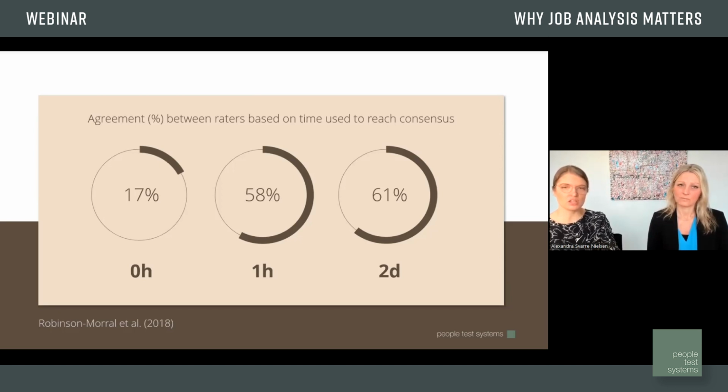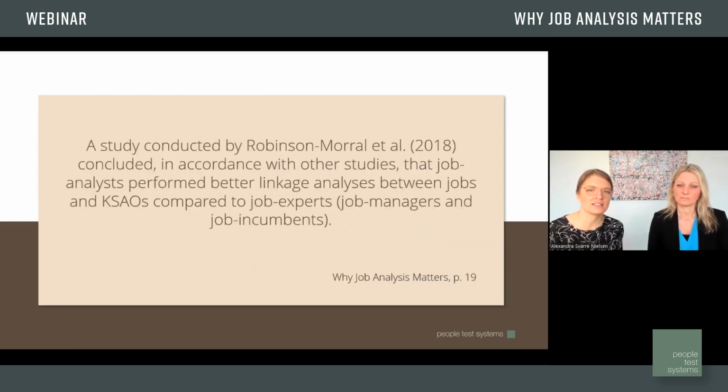But what the same study also found is that if we just look at one partner in this process, they look at both what they call job analysts and what we would call recruitment specialists. But they also look at job experts, job managers, job incumbents, and they compare the groups. And what they see is that the job analysts are way better at conducting a job analysis. The consensus that is based on theirs is much higher.